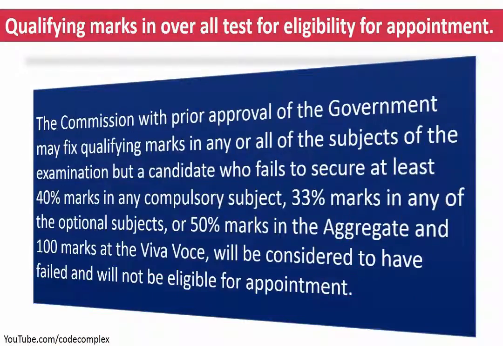Qualifying marks in overall test for eligibility for appointment. The Commission with prior approval of the government may fix qualifying marks in any or all of the subjects of the examination, but a candidate who fails to secure at least 40% marks in any compulsory subject, 33% marks in any of the optional subjects, or 50% marks in the aggregate and 100 marks at the Viva Voce, will be considered to have failed and will not be eligible for appointment.